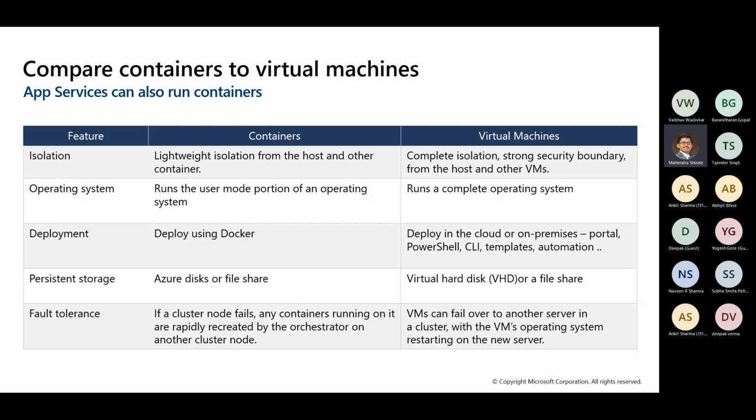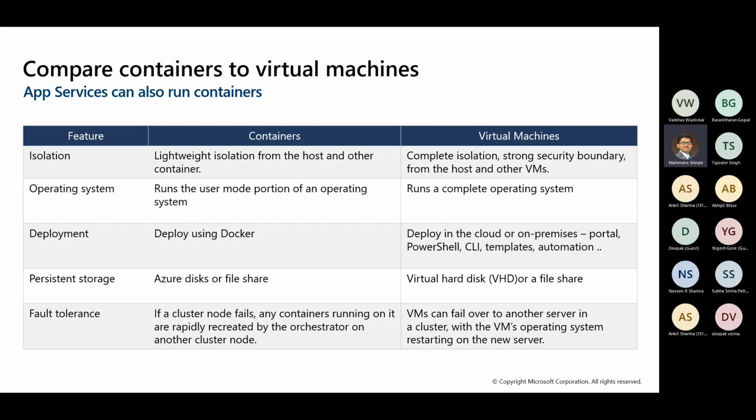Running it in a virtual machine will provide complete isolation, whereas running it in a container will isolate it from the host machine where the container itself is running. It will run in user mode, whereas if you use a virtual machine, it will run with a complete operating system. For deployment, containerized deployment uses Docker. Virtual machine-based deployment will use some kind of deployment strategies or tools, like FTP, or maybe CLI, or maybe a DevOps CI/CD pipeline.